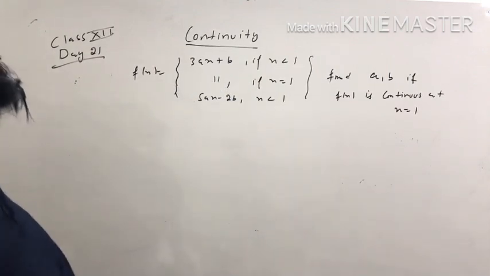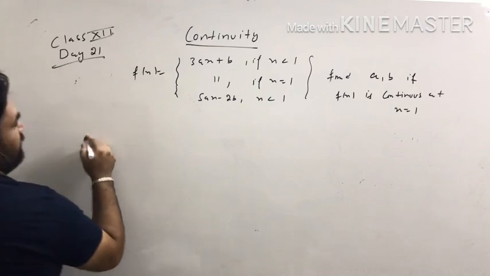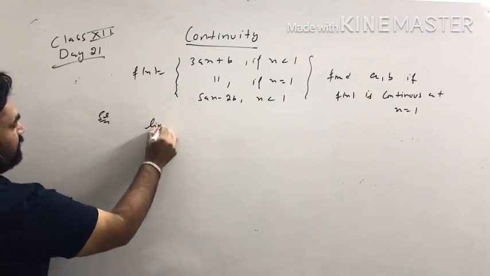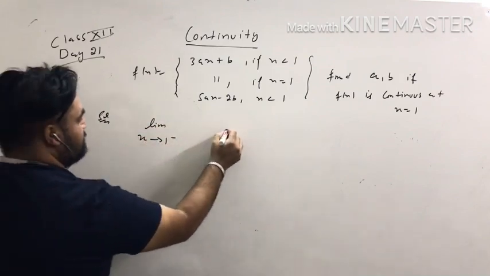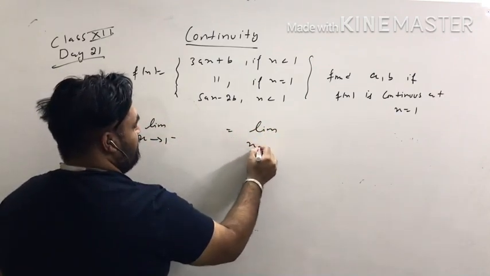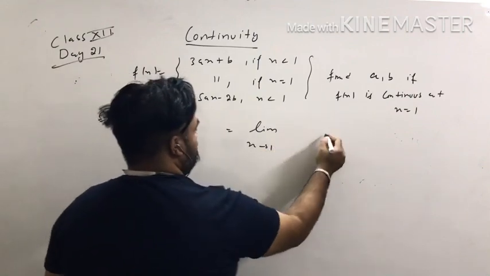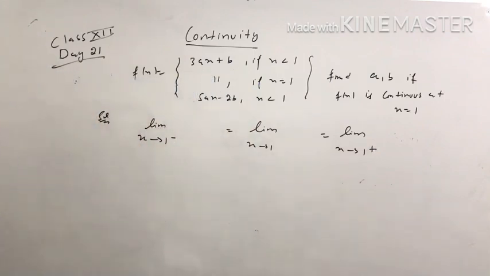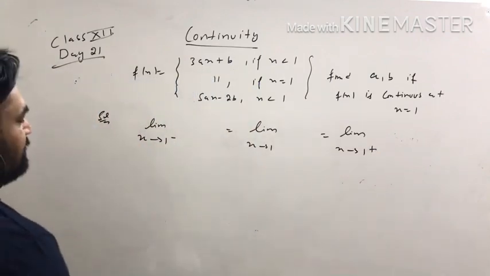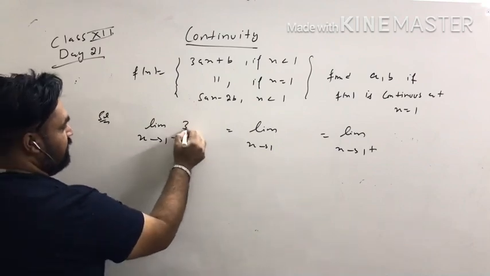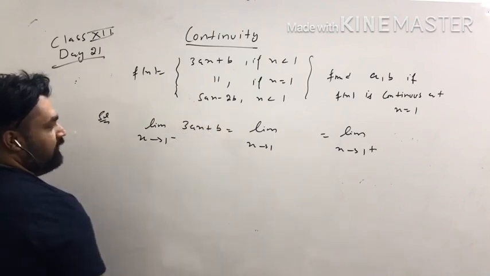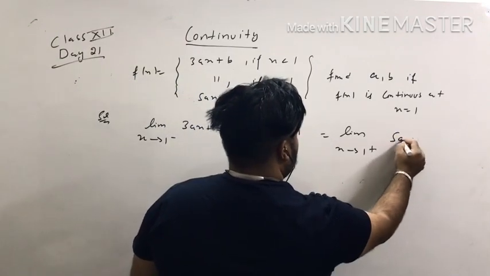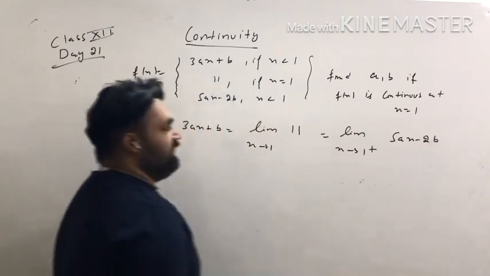Now in this question we have to find the values of a and b. So, a very, very important question. So the limit as x tends to 1 minus equals f(1) equals the limit as x tends to 1 plus. 1 minus means less than, the left hand limit, 3ax plus b. At 1 the value is 11. 1 plus means greater than, 5ax minus 2b.